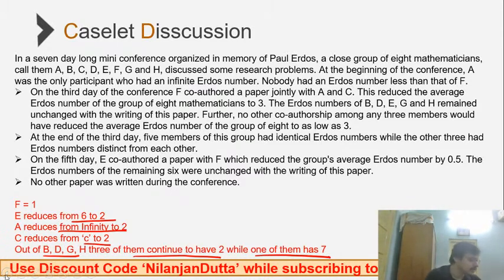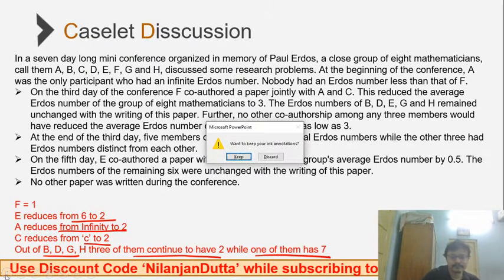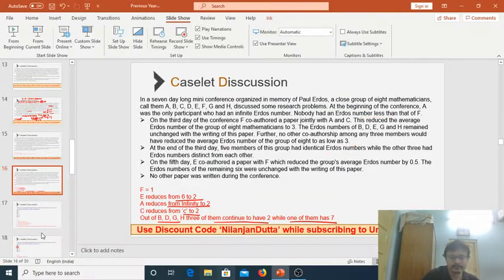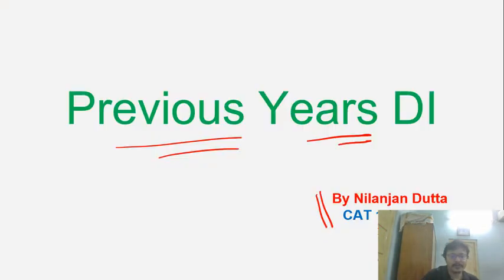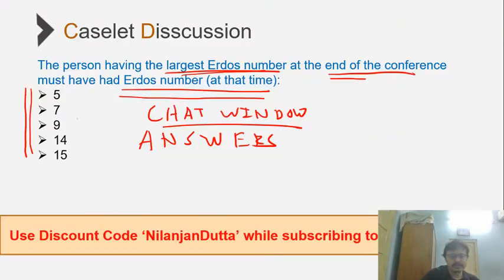Any questions on this set? Anybody? Any questions on this set?